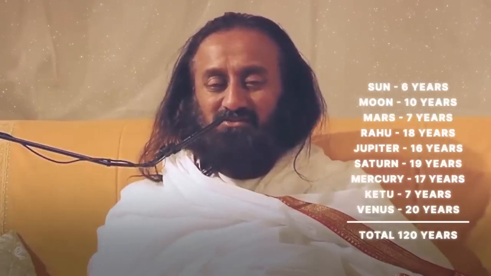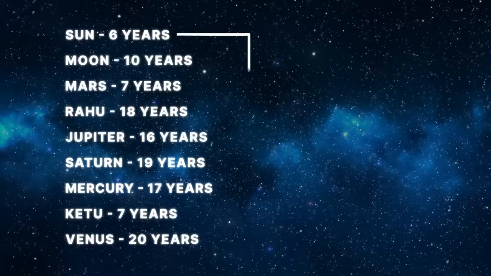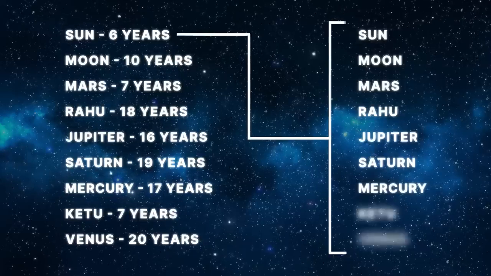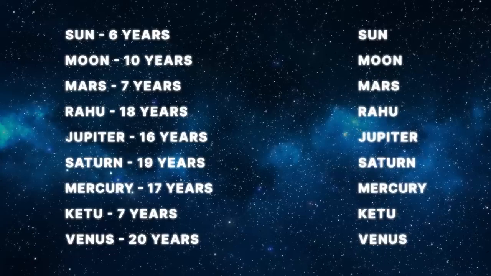120 years is the real full life of a human being. If you live according to Ayurveda, according to the laws of nature, your total lifespan should be 120 years. Not everybody will get all the periods. But within this there is a sub-period. Within each one of them, all the other sub-periods are there. It is very, very interesting detail.